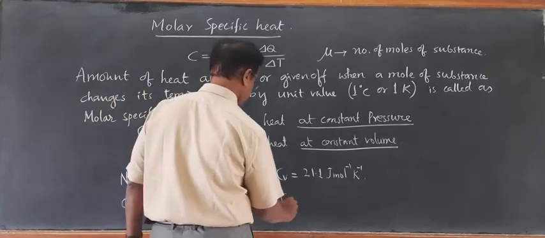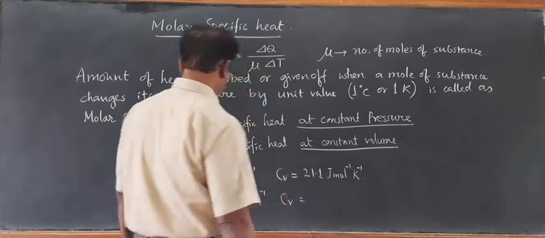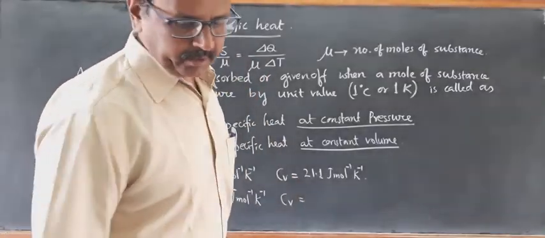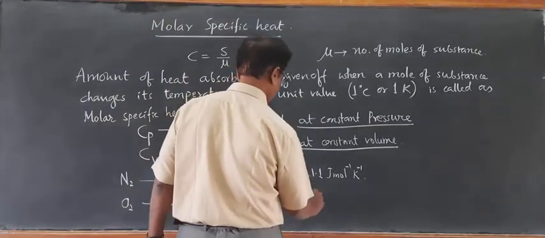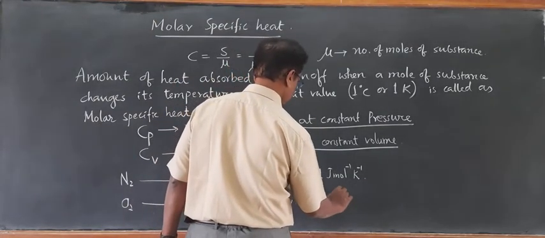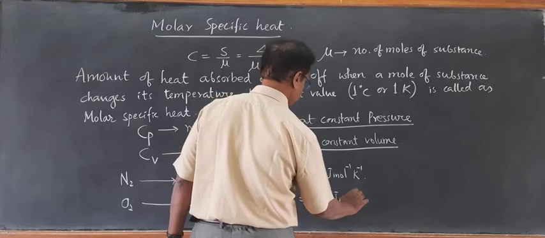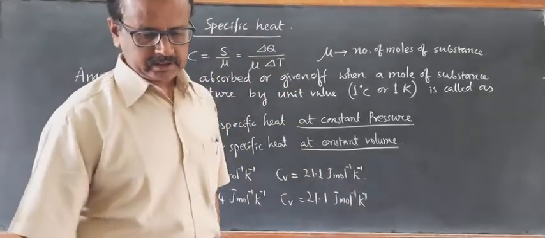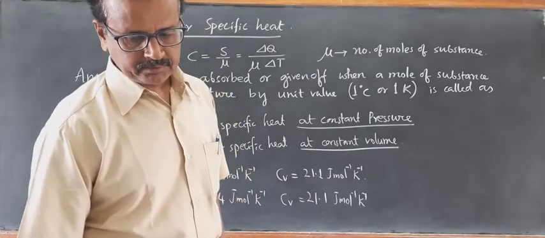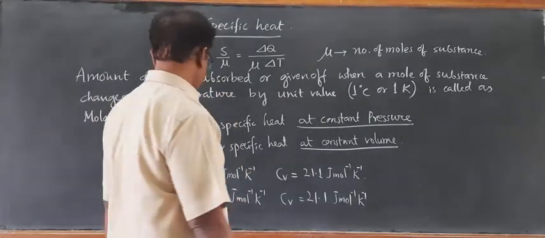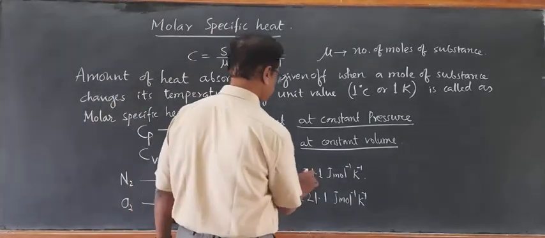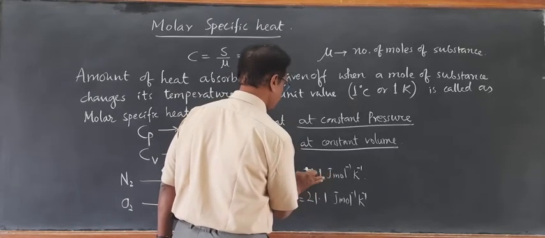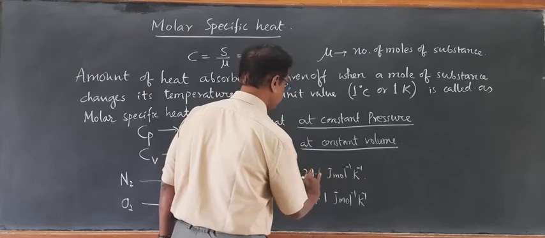Cv value of oxygen is 21.1. And for nitrogen, 20.8.